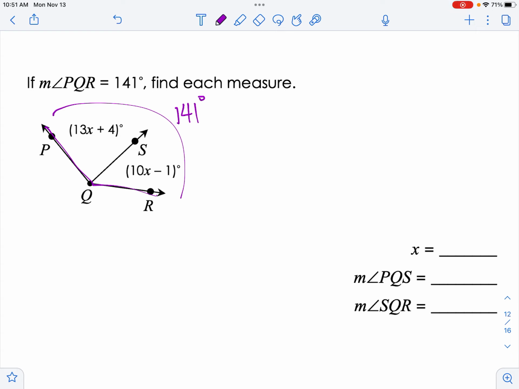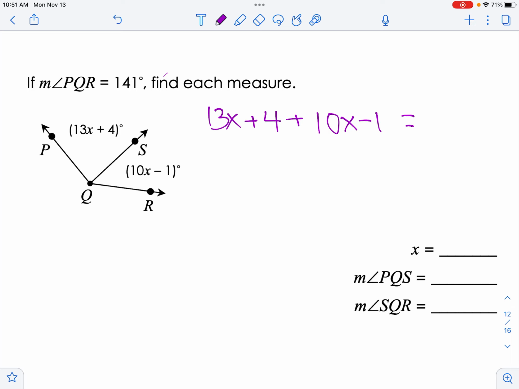In order to set this up, I know that this angle, PQS, plus this angle, SQR, have to be added together and should equal 141. So I'm going to say 13x plus 4 plus 10x minus 1. If I add those together, I better get 141. Then if I solve this, I should be able to find x, and this will also allow me to find the other angles.